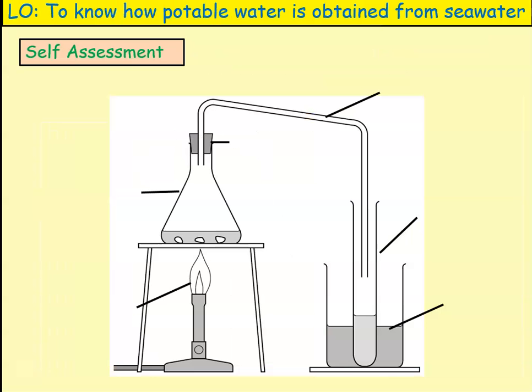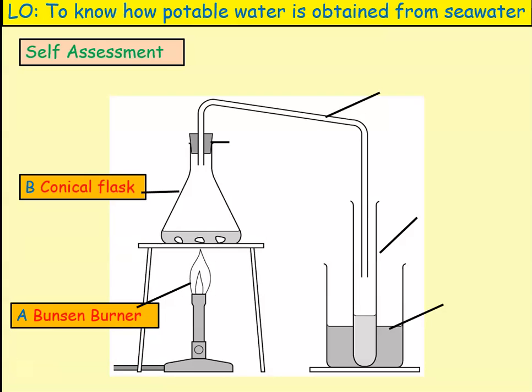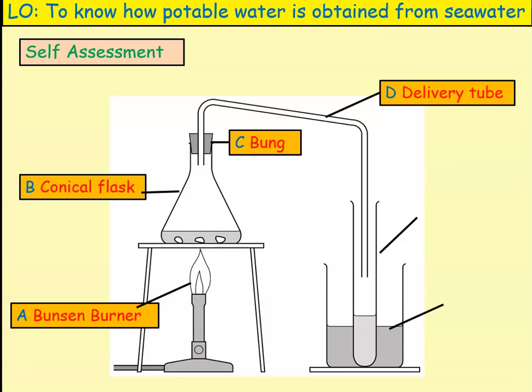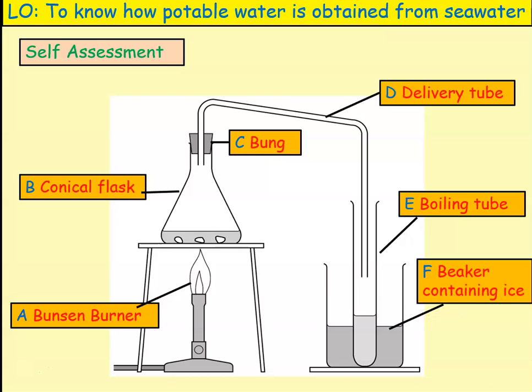Okay, here's your labels. So, A was the Bunsen burner, B was the conical flask, C was the bung, D was the delivery tube, E was the boiling tube, and finally F was the beaker containing a mixture of ice and water. If we set that up correctly and we boil that salty water, we will eventually get pure water collecting in the boiling tube.